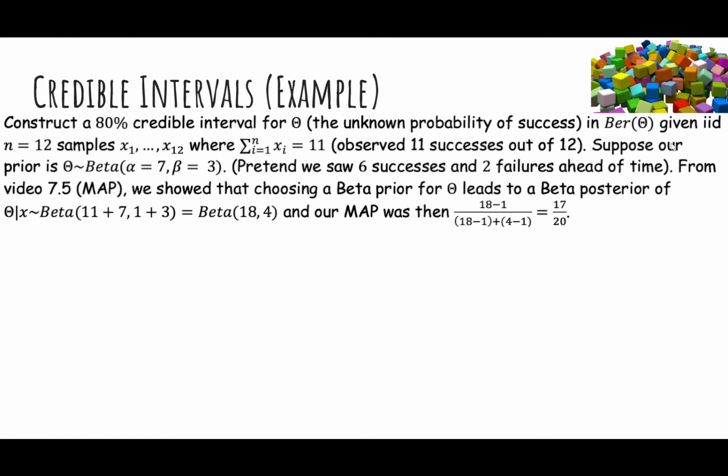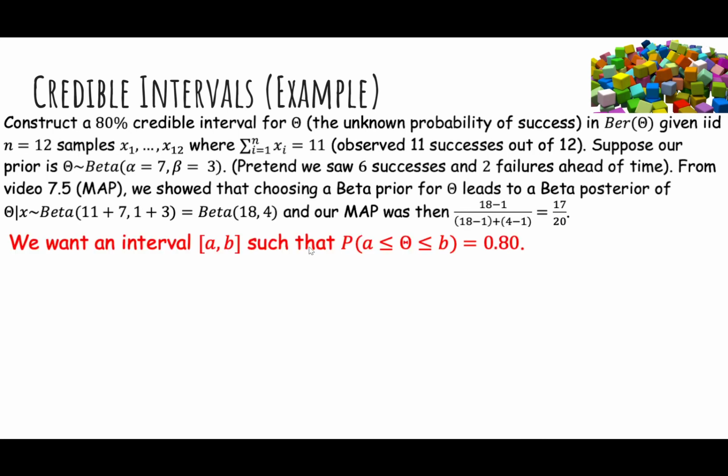Suppose our prior is beta of 7,3, which basically means that we saw 7 minus 1, or 6 successes, and 3 minus 1, or 2 failures ahead of time. From the previous video, if we have a beta prior for theta, that leads to also a beta posterior for theta, which is beta 18,4. This basically means that we've seen 18 minus 1 successes and 4 minus 1 failures. Therefore, our MAP is just 17/20.